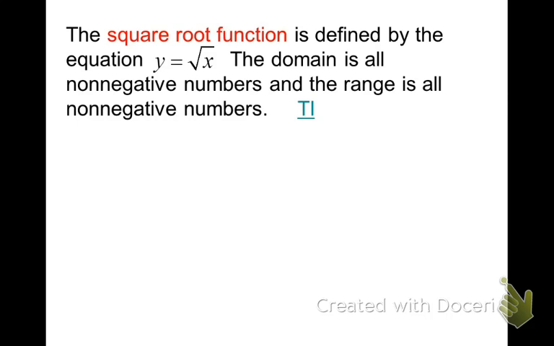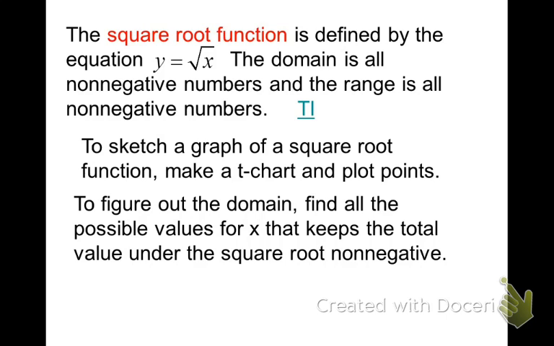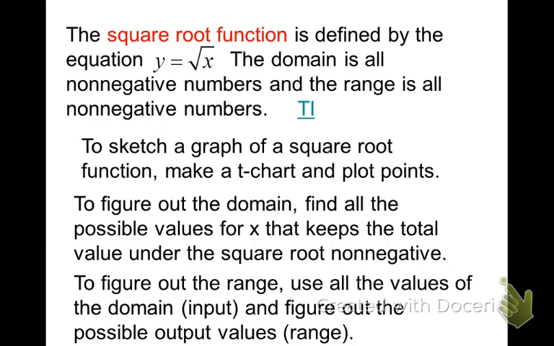And since there's a square root, you have to understand that what you input into the function is going to have to make what's under the radical positive. So we do have a discussion about domain and range in the square root function. In order to graph the square root function, we're just going to simply make a t-chart and plot some points. That's the way we're going to handle it here in Algebra 1. To figure out the domain, we're going to take what's underneath the radical and set that greater than or equal to 0. And then the range is just going to be what it is.